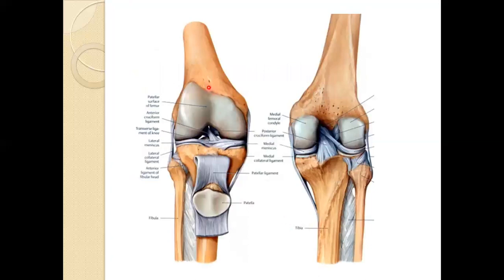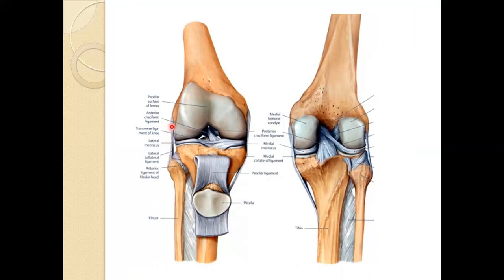In this diagram, this is the anterior view of the knee joint. Here you can see these two crossing structures forming an X shape, right? These two are the cruciate ligaments, okay? The anterior cruciate and the posterior cruciate ligament. These two are the intracapsular ligaments of the knee joint, while the rest of the four are the extracapsular ligaments.